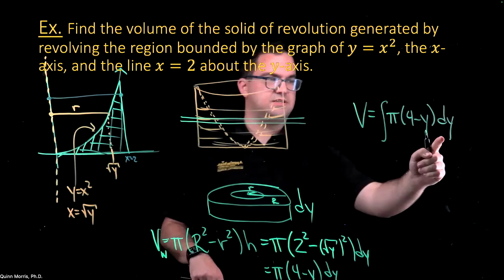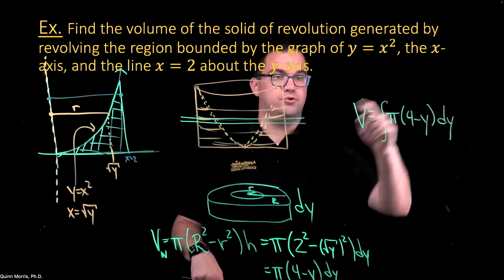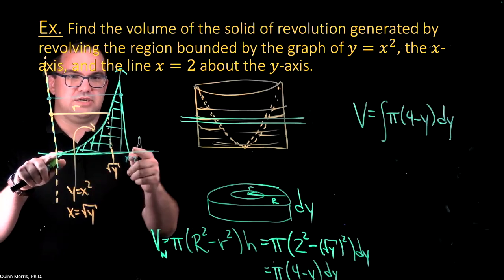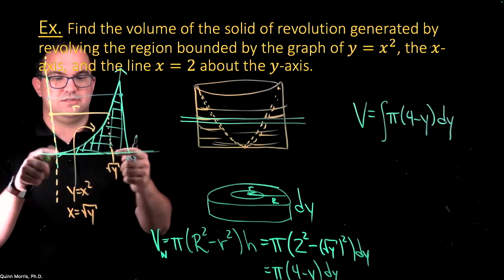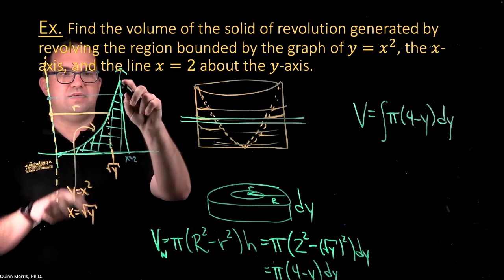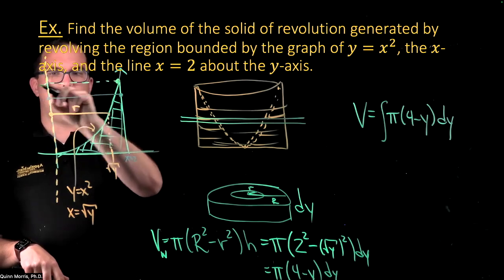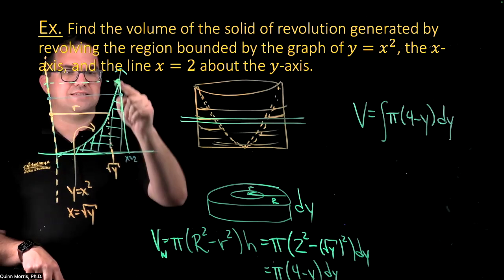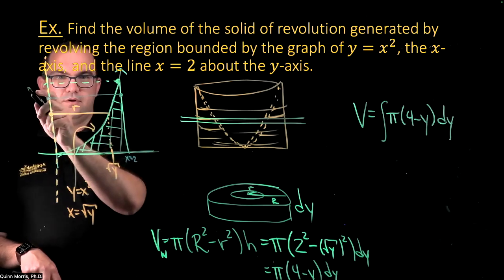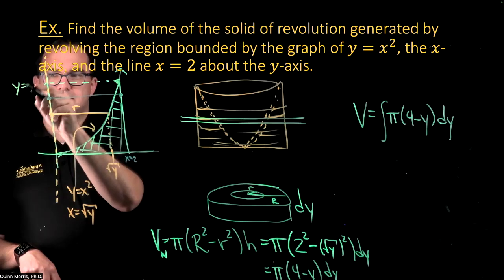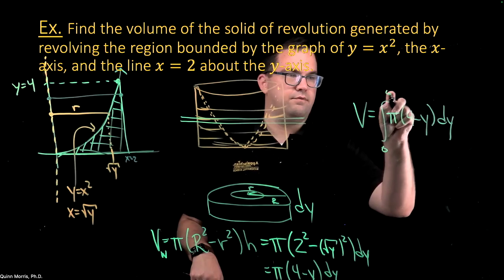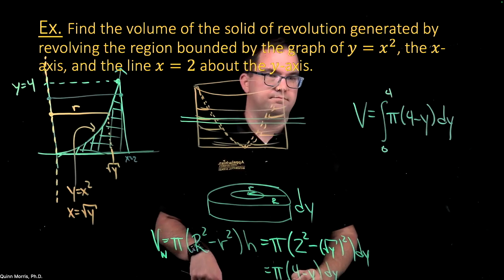But now I need to ask myself, over what range of y values do I need to add these up? Going back to my region, the lowest point of intersection here, we started with the x-axis, so that's y is equal to 0, all the way up to this y value. So what is this y value? Well, x is equal to 2 here, and it's also on this curve, y is equal to x squared. So this is y is equal to 4. So I'm going to integrate here from 0 to 4.